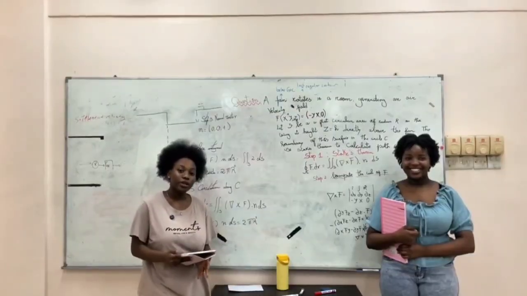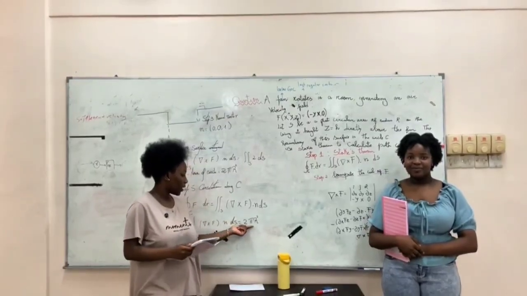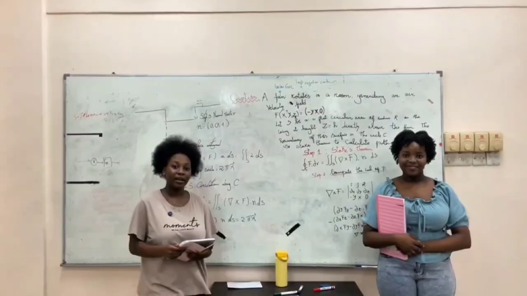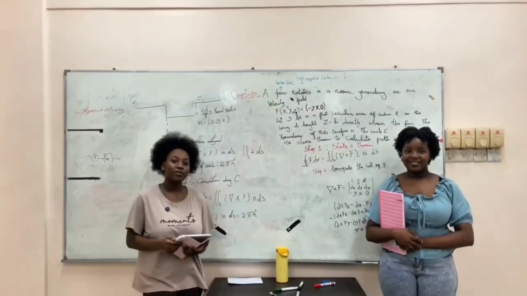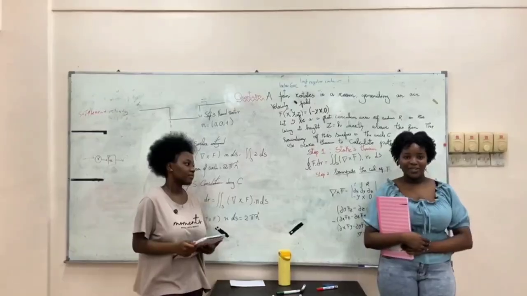And to conclude, we know that the circulation, 2 pi r squared, measures how strongly the air circulates around the circle. Large circles capture more rotation.